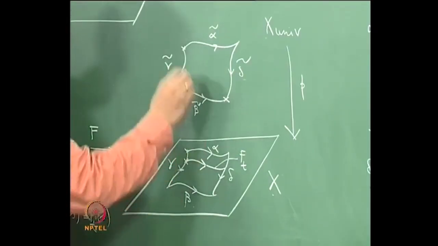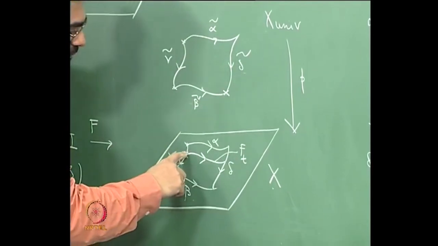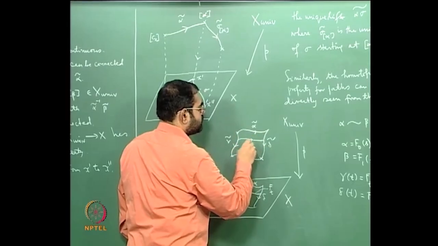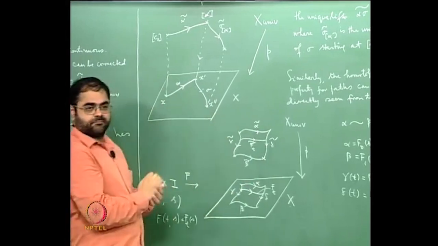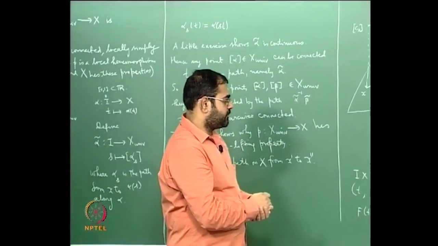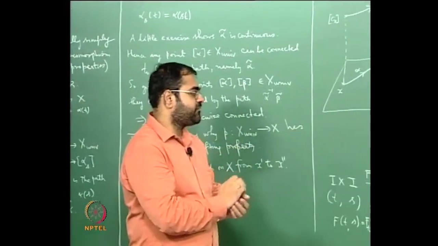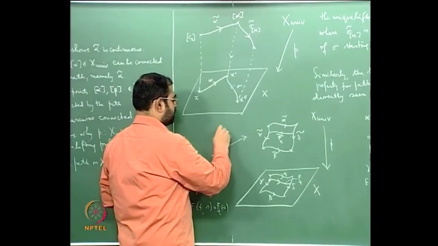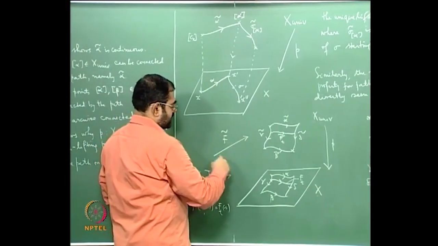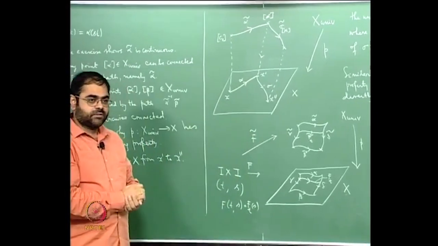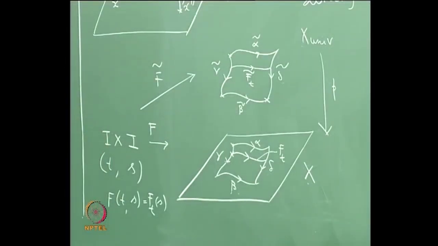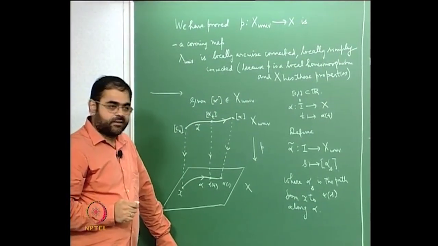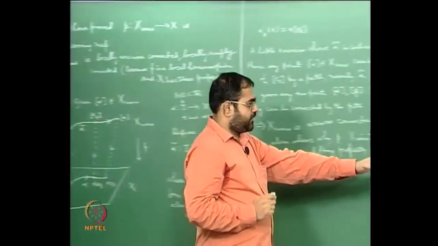So the moral of the story is you can lift the homotopy, and in fact similarly this F_T will lift to F_T tilde, so the whole homotopy will lift. One can actually sit down and verify that you get a lifting like this F tilde, and you can check that this lifting is actually continuous. So using this construction you can actually see why this X sub univ has the unique path lifting property and also the homotopy lifting property.